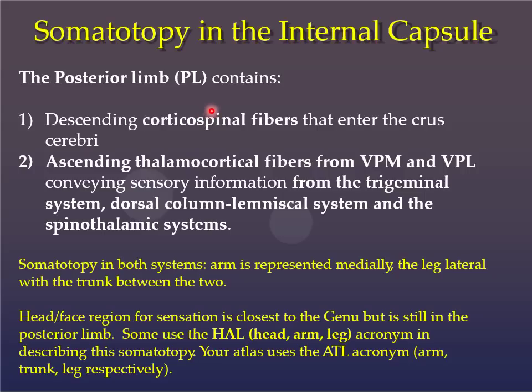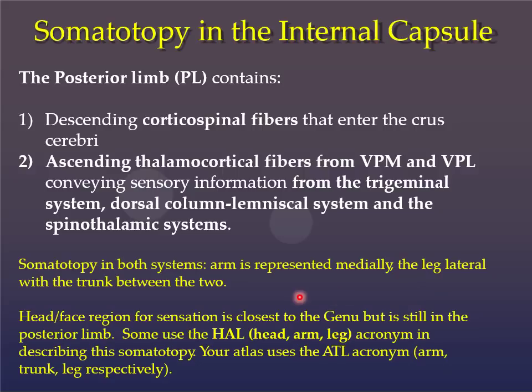That posterior limb, as we said, is very important, containing corticospinal fibers, as well as ascending thalamocortical fibers from ventral posterior medial and ventral posterior lateral portions of the thalamus, carrying information from trigeminal sensory neurons, as well as the dorsal column lemniscal pathway for vibration and position, and the spinothalamic pathway for pain and temperature. That is, after they synapse in the thalamus, they travel up through the internal capsule to the cortex.